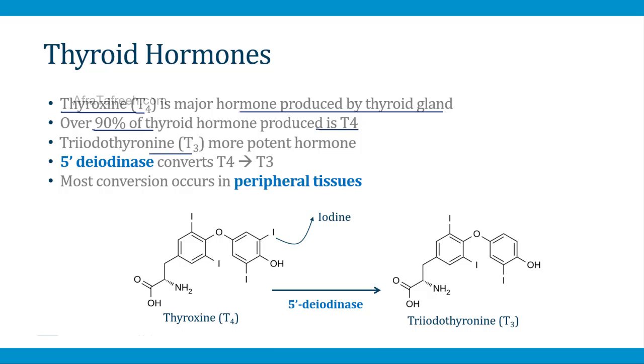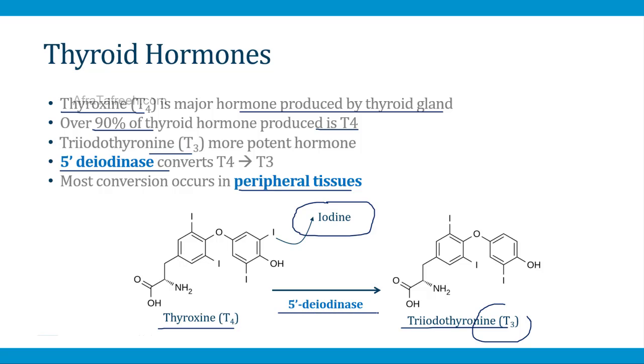However, T3 is the more potent hormone, and what happens is in peripheral tissues there is an enzyme called 5'-deiodinase. This enzyme can remove an iodine molecule from T4 to create a molecule of the more potent T3. So the key point here is that the thyroid gland mostly produces T4, but then lots of that T4 is converted to T3 in peripheral tissues by the enzyme 5'-deiodinase.